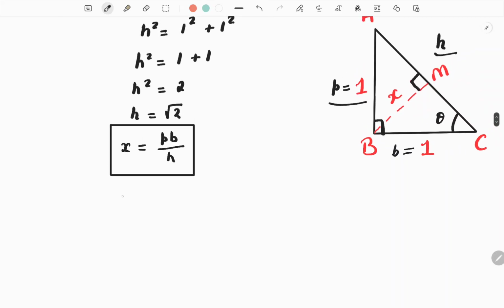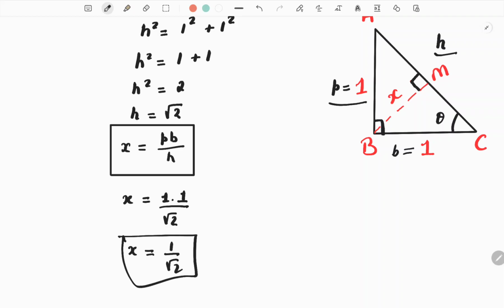So here x is equal, instead of P I'll put 1, instead of B I will put 1, instead of H I'll put root 2. So therefore the value of x is equal to 1 by root 2. So hence this x is 1 by root 2.